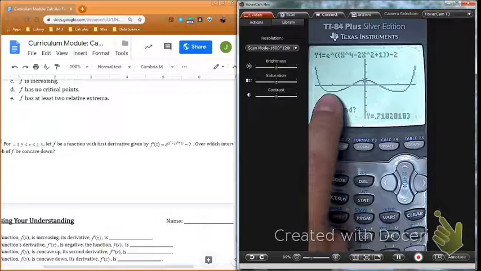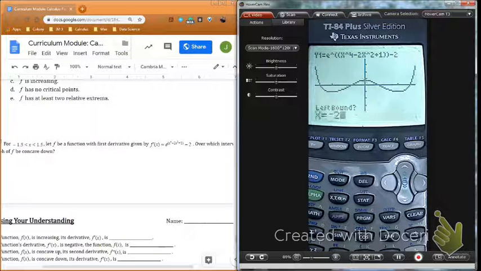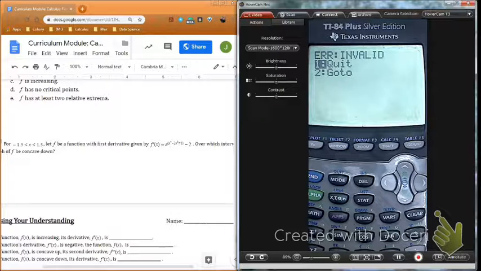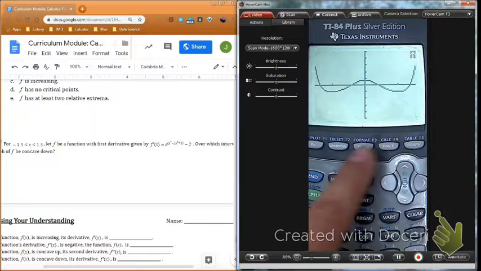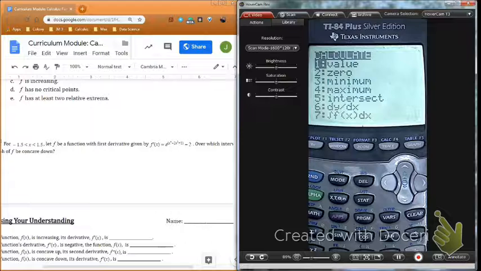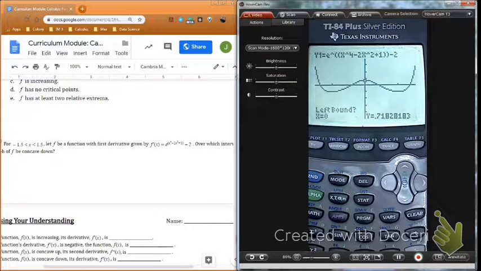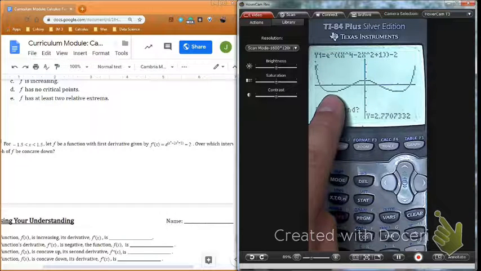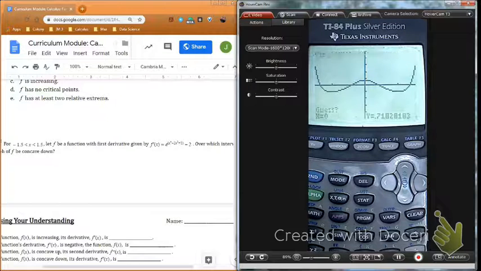Second calc, min. Let's try -1.5. I think you have to choose numbers that are in your viewing window. So -1.5. All right. What's a number that's definitely to the right of -1? 0. So my right bound is 0, and then they want me to guess. I'm going to guess -1. And look at that. It was exactly at -1.